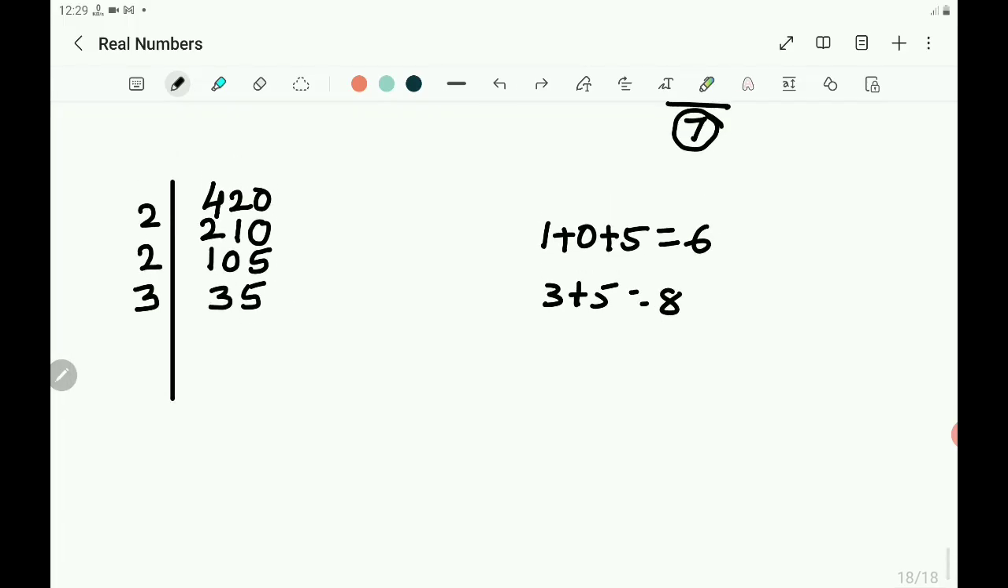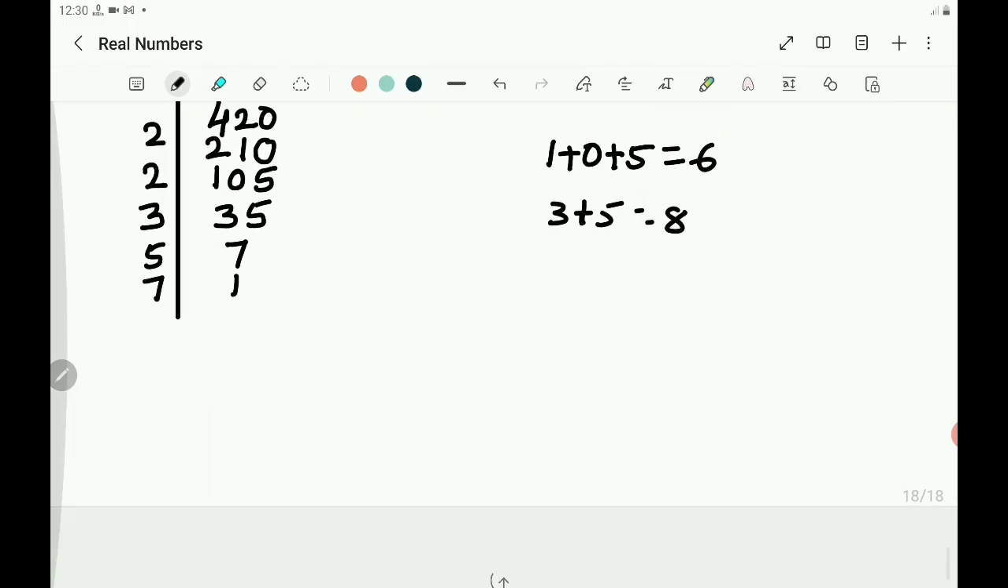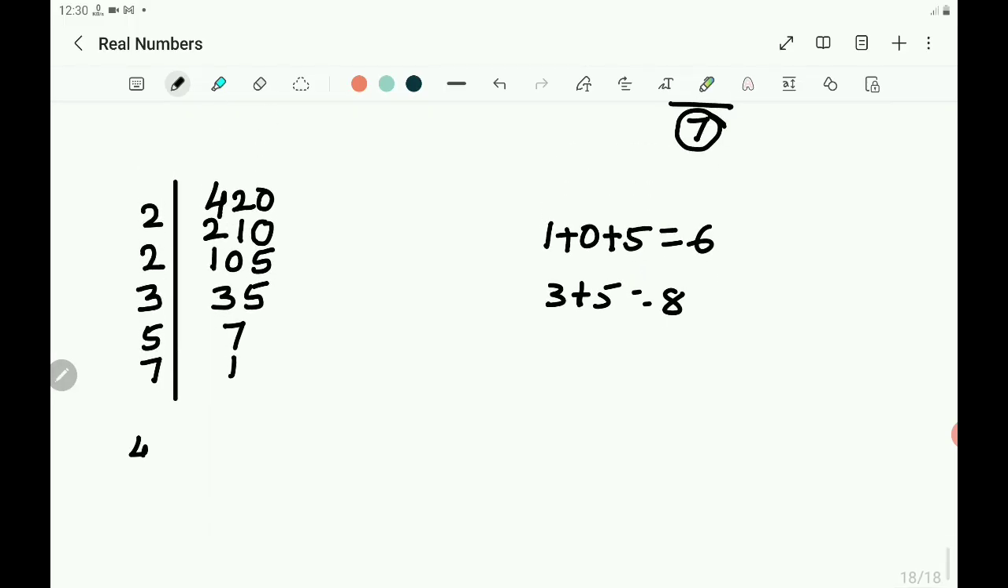Then you take the next prime number 5. It is divisible by 5 because 5 is in the unit place. Then you divide it by 5. You know that 5 7s are 35. Then 7 is a prime number, 7 ones are 7. Then 420 is equal to what?